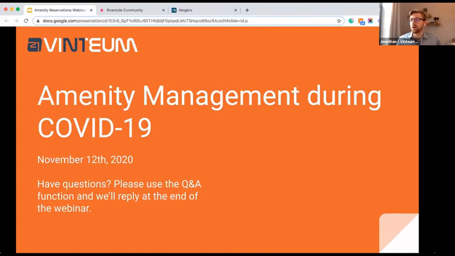But just to talk through the agenda really quick. First, we're going to be starting with just a quick overview as to what Vinteum Software is. Then talking about the current outlook with amenities, now and later, how to best curb any sort of issues that might stem from amenities. From there, talking about some amenity guidelines, things for reopening, different considerations. And then we're going to run through the actual Vinteum demonstration, how to use Vinteum software to manage these amenities and how it might be able to help.